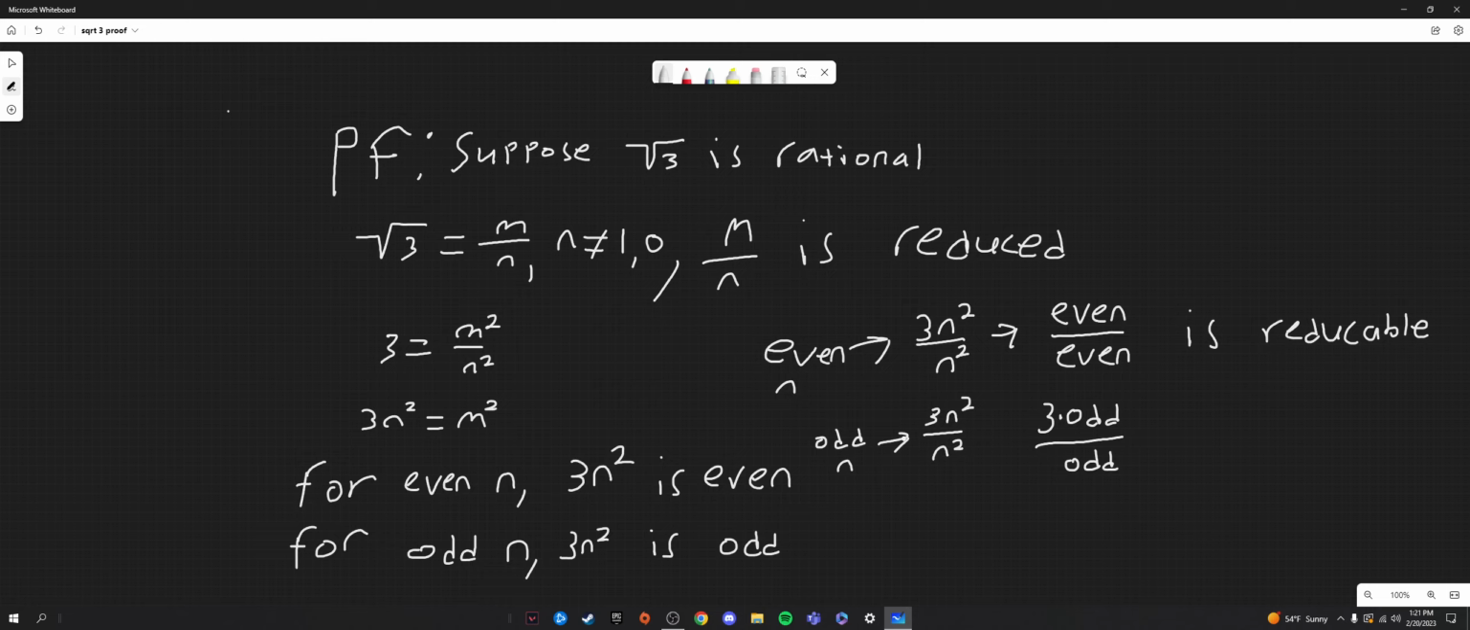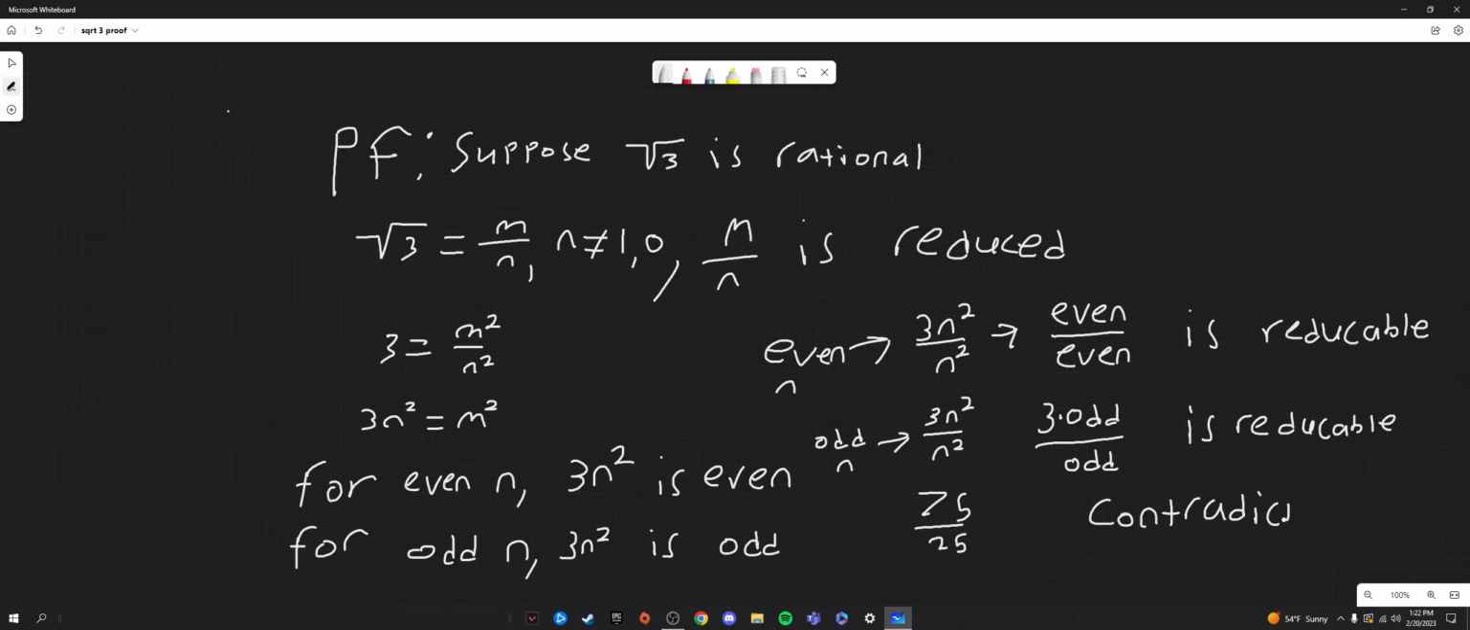So multiplying that by 3, if we do an example, we plug in 5 and get 75 over 25, which is very much reducible. So this is also reducible, meaning that our original assumption, that the square root of 3 can be expressed as a fraction m over n which is already reduced, is wrong. So we have a contradiction there, and I believe that covers both cases.